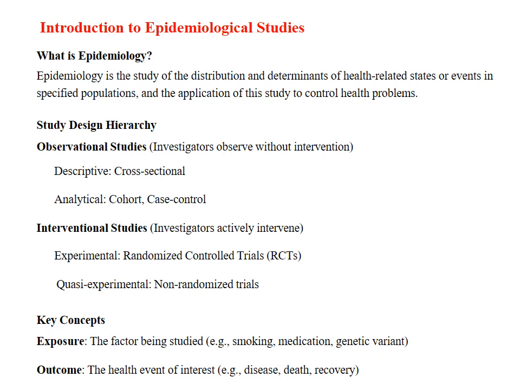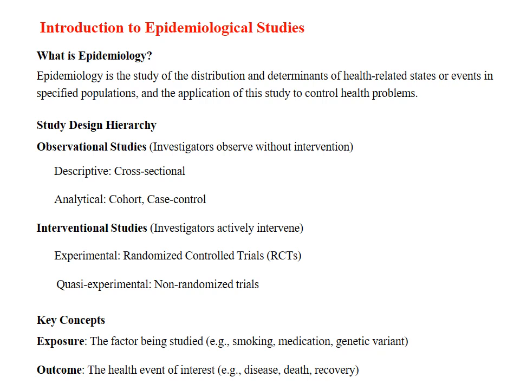In observational studies, there are two types: descriptive, that is the cross-sectional, and analytical, cohort and case control. All these study types we will discuss in the coming topics. Interventional studies, where investigators actively intervene: experimental, randomized controlled trials, or RCTs, and quasi-experimental non-randomized trials.